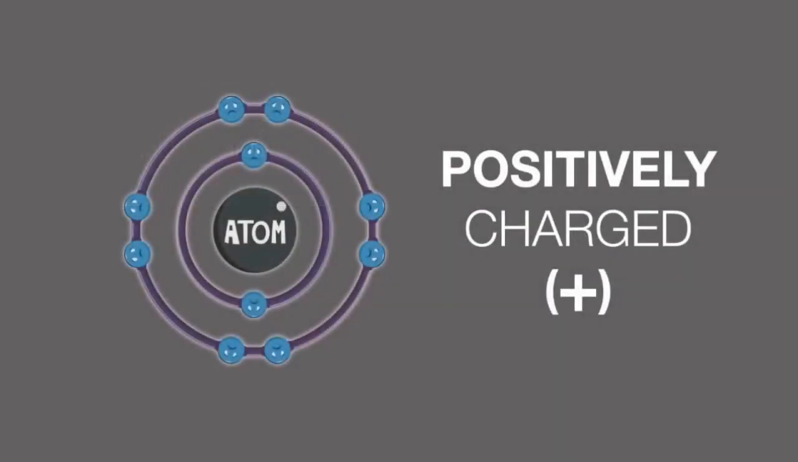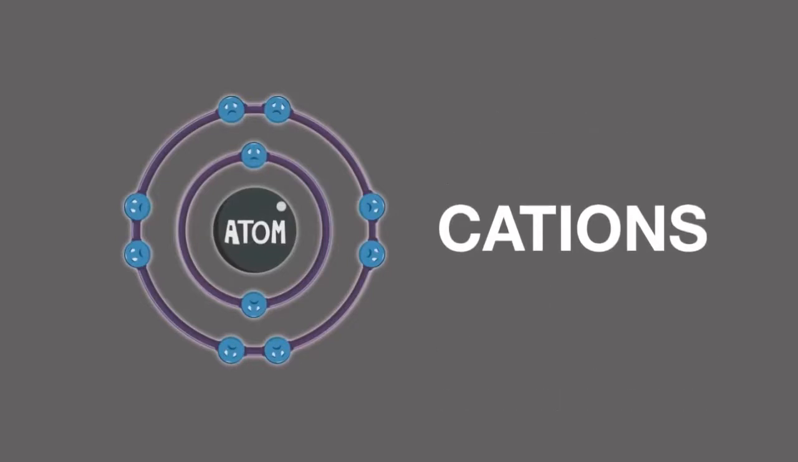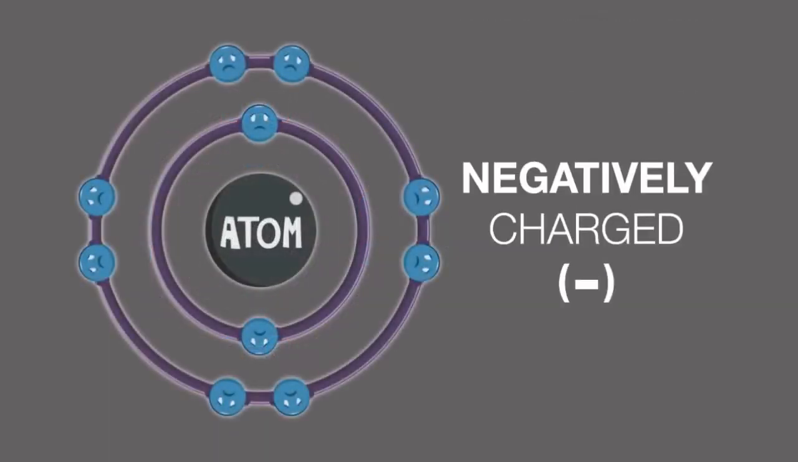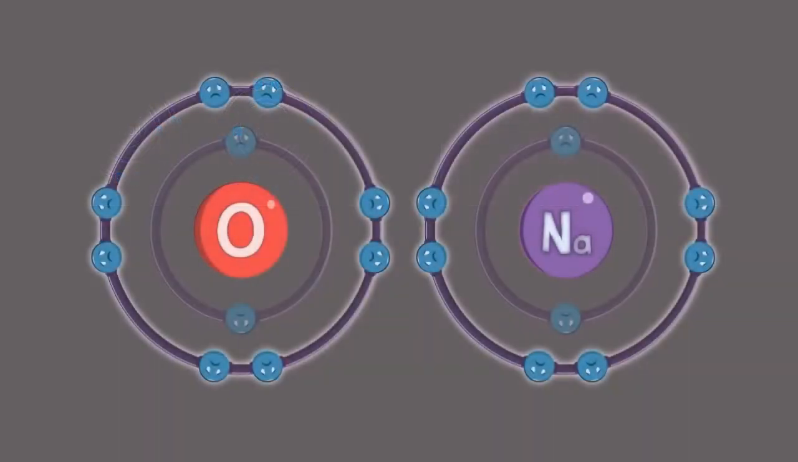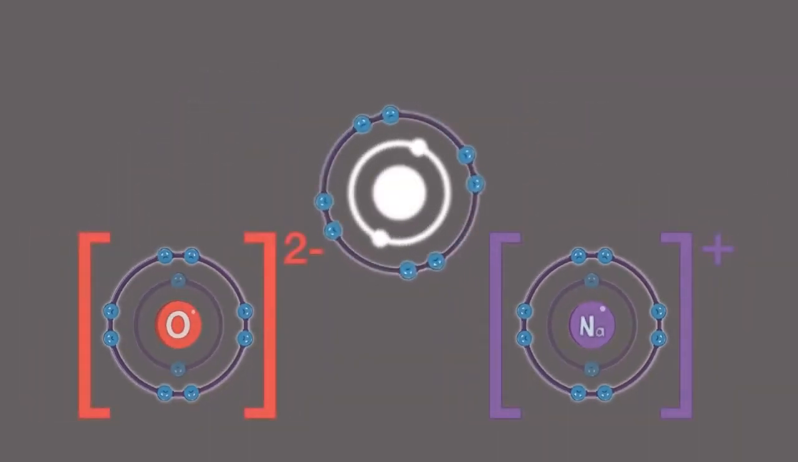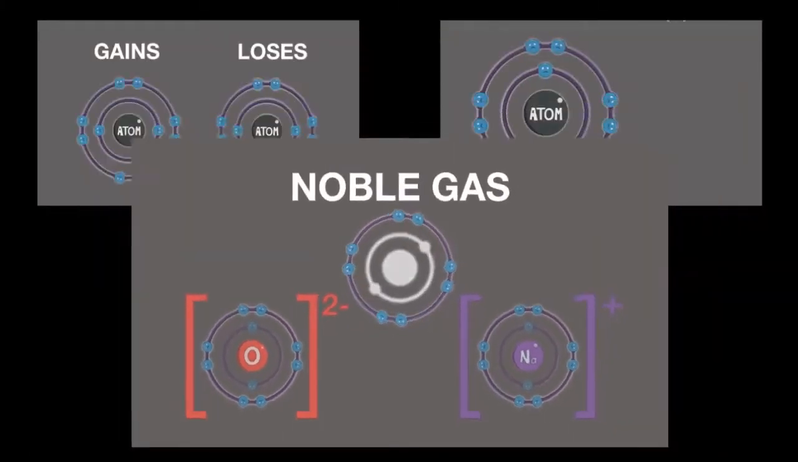In conclusion, an ion is a charged particle formed from either the gain or loss of electrons. A positively charged ion is known as a cation, and a negatively charged ion is known as an anion. The ions formed have the same electronic structure as their nearest noble gas.